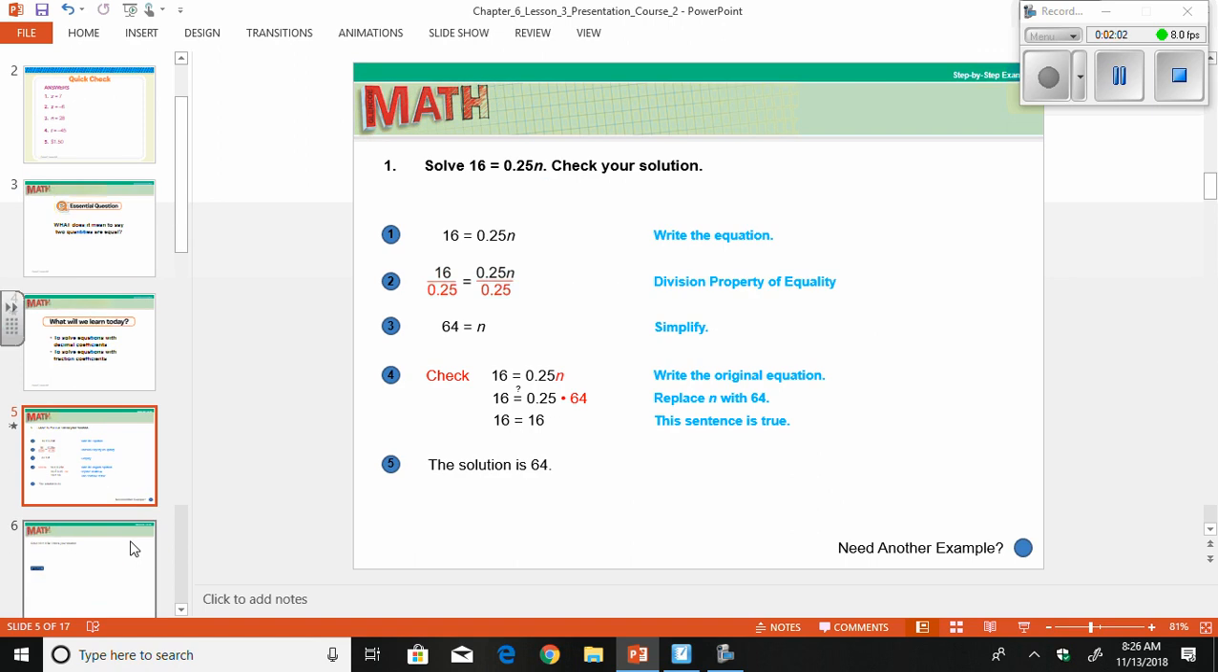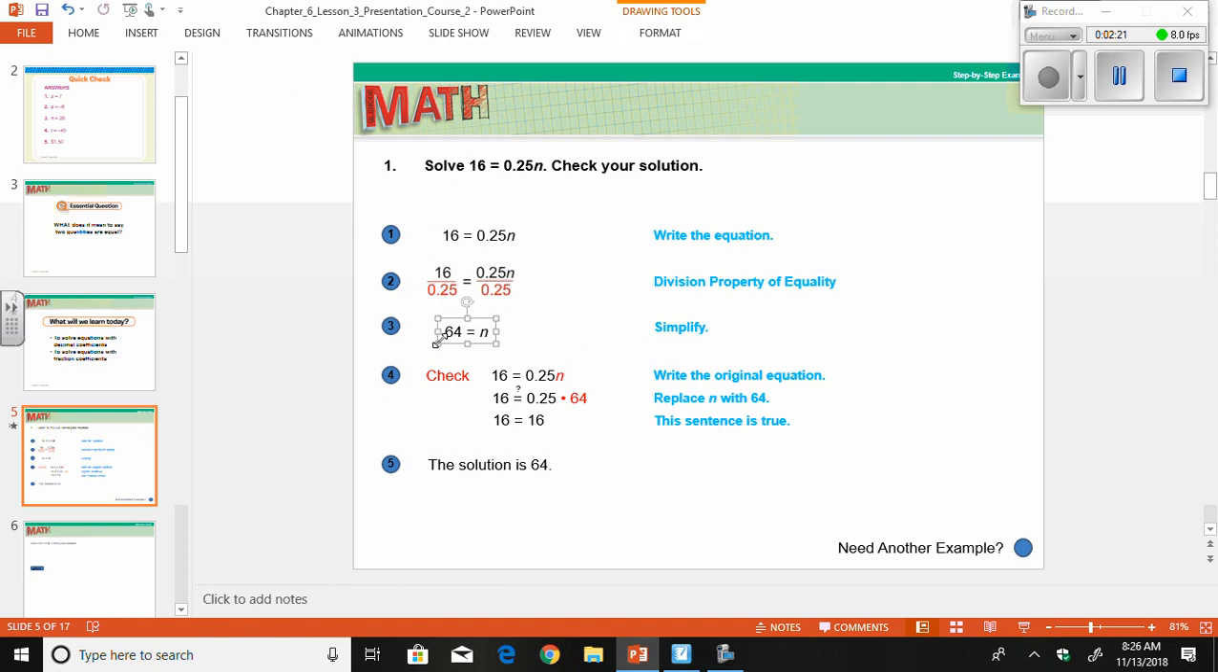So here we have solve 16 equals 2500 n. What do we want to get by itself? N. What's with the n? 2500. What are they doing? Multiplying. So the opposite of multiplying by 2500 is to divide by 2500 on both sides. And in your calculator you get 64.